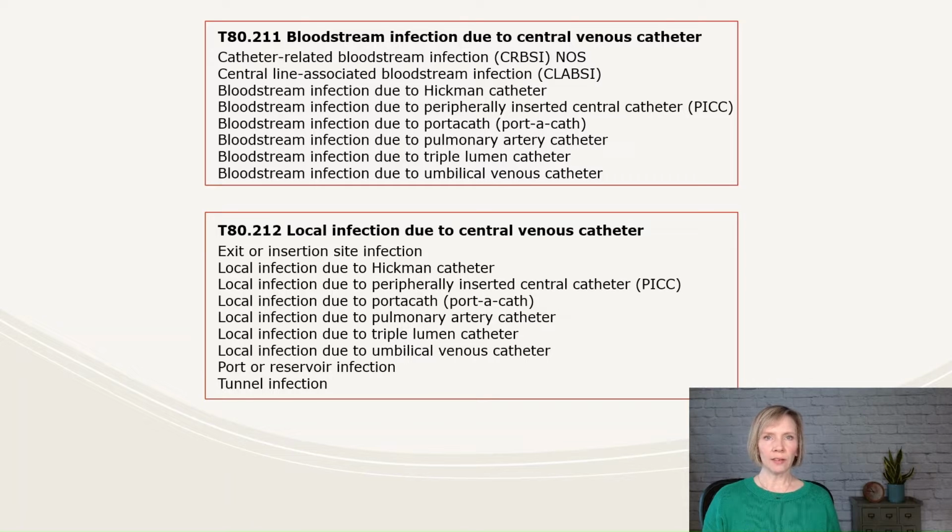A local infection is very different from a systemic bloodstream infection. A localized infection specifically refers to an infection occurring at the exit or insertion site of the catheter, a port or reservoir infection, or a tunnel infection in the case of a tunneled central line. T80.212 local infection due to central venous catheter is assigned for a localized infection due to a central line.